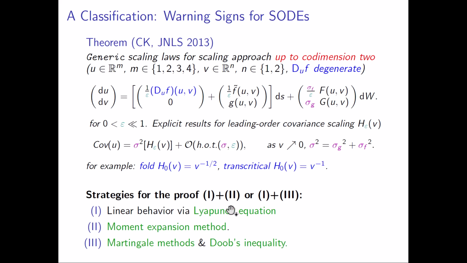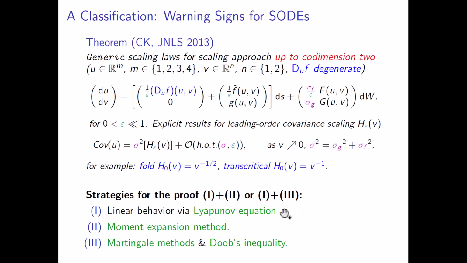You can actually figure out that you can solve this Lyapunov equation for all bifurcations up to codimension 2 for stochastic ODEs, and then you figure out that indeed this gives you the scaling law. And if you want to prove that this is actually the leading scaling law, then you could either do a moment expansion and figure out that the higher order moments are small. In some sense, you can estimate it term by term, or you can use martingale methods and Doob's inequality. It's a technique that was pioneered by Berglund and Gentz, and you can look it up in their book. That also would give you that indeed for up to codimension 2, the scaling laws can be calculated.